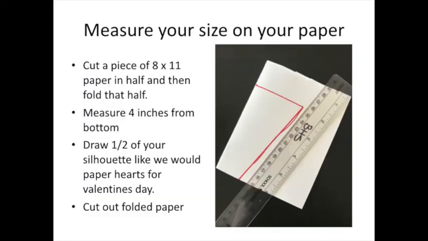So what you want to do is take an 8.5 by 11 piece of paper and cut it in half. Then take one of those halves and fold it in half. Take a ruler or a tape measure and measure 4 inches from the bottom of that. Make sure that you fold that paper in half and then draw half of your silhouette like we would for a paper Valentine's heart onto that paper. So once you have half of your silhouette drawn like the picture shown here, then you're going to cut it out using a scissors.